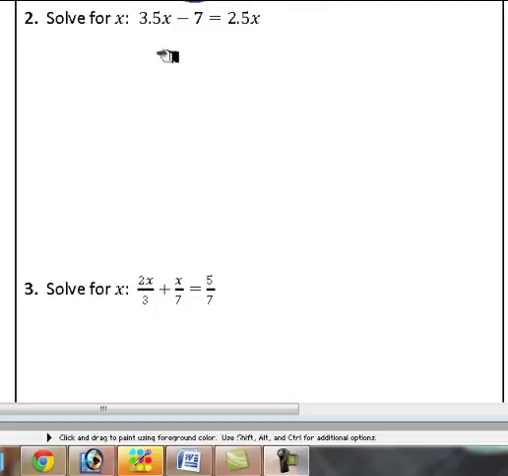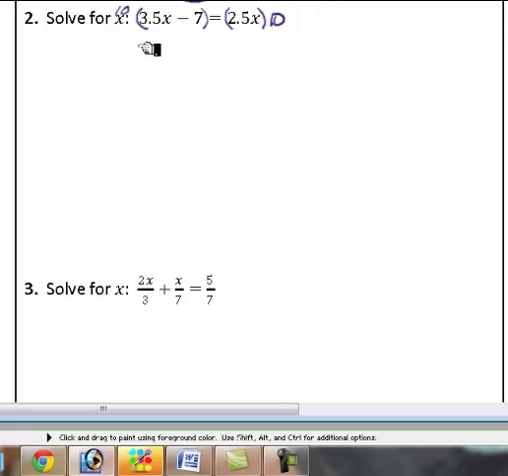In number 2, we have a linear equation that contains some coefficients with decimals, that is the 3.5 and the 2.5. So we're going to simplify the linear equation by multiplying both sides by 10, which will move that decimal place over one place, so the coefficients will then be whole numbers. Okay, so let's do that. Here we're going to multiply both sides by 10, and the left side as well by 10.